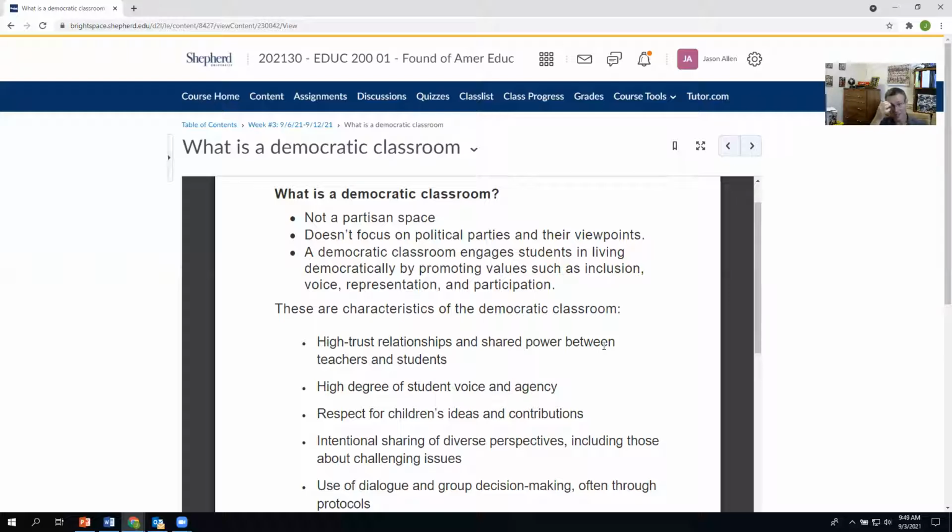This kind of relates to the other one, but students have a high degree of voice within the classroom as far as what you're going to do in a democratic classroom. And you have to respect students' ideas and contributions. You can't just put them to the side, or as soon as they suggest something, tell them that it's not feasible or doable.